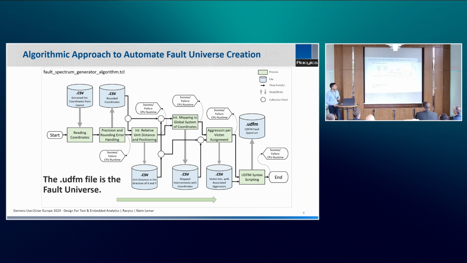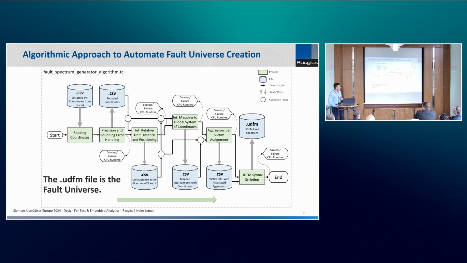But how do we do this? We need to automate this, first reading the interconnect coordinates, and then handling precision and rounding errors, because there will be long floating-point numbers. You will get in trouble if you don't take care of this.